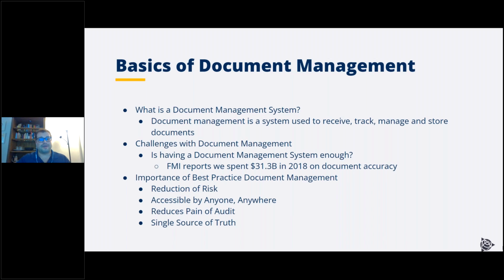So now you have a project management information system application. Is that enough? There was an FMI report that showed that over $31 billion was spent on document accuracy in 2018. That was a lot of money spent on not being able to find the correct document or specific documents.